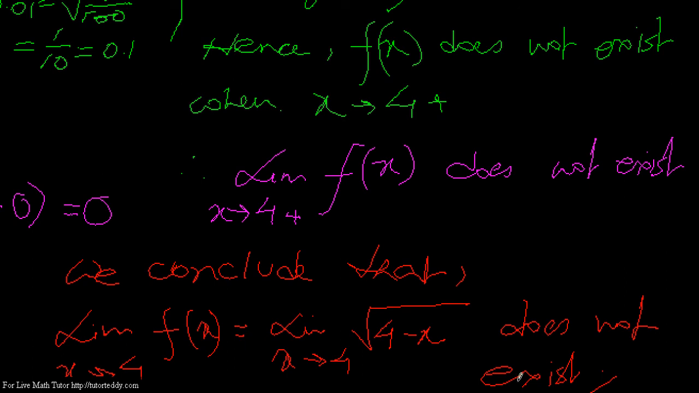And here you can also check that if you write f(4), that will be square root of 4 minus 4 equals 0. Thus, if f(x) equals square root of 4 minus x, then f(4) exists, but the limit of f(x) does not exist. You can find the value of f(4), but you don't have the existence of the limit of this function.